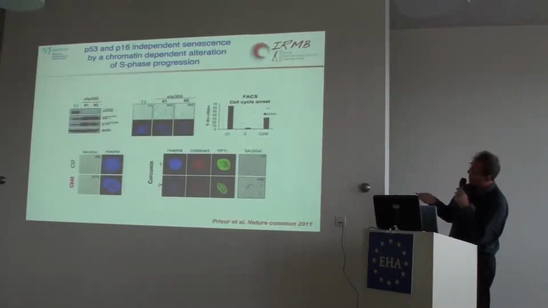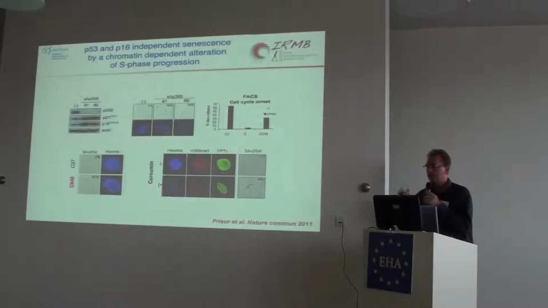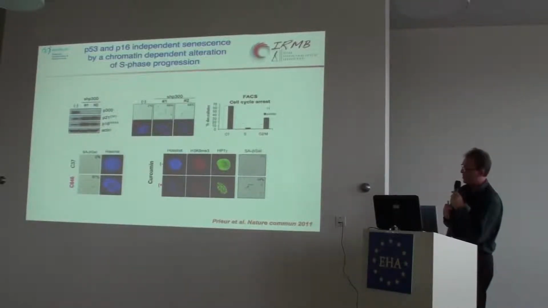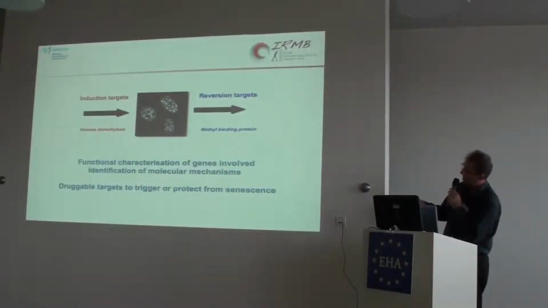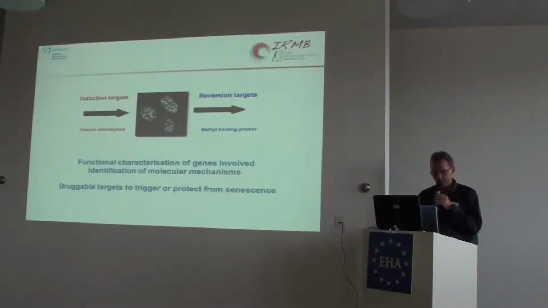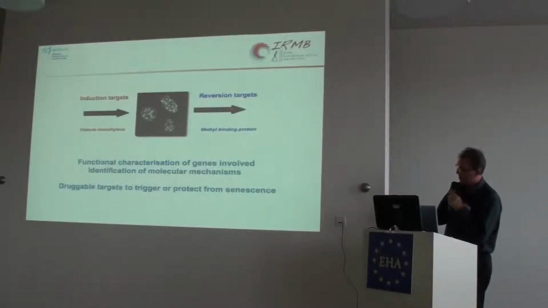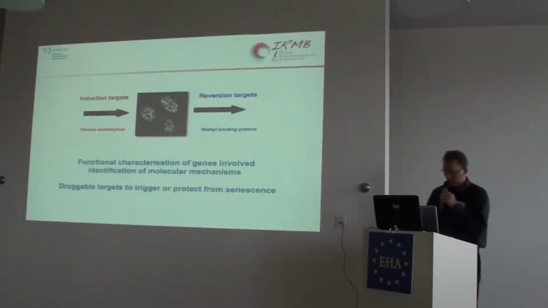What we also thought with this study is that the induction of senescence by inhibition of P300 is independent of p53 and p16, suggesting that we have not only one way to induce senescence, and there are possibly a lot of different mechanisms depending on the pathway activated. Actually, we selected different candidates for induction and for reversion, and we are now focused on histone methylases and also methyl-binding proteins for reversion of this structure. The objective is to find drugs mimicking the siRNA activity to trigger or to protect from senescence.